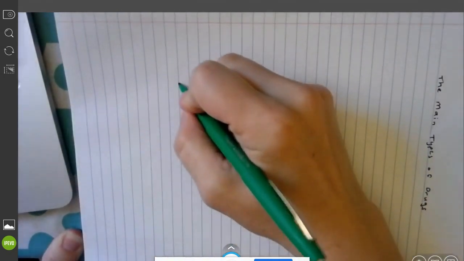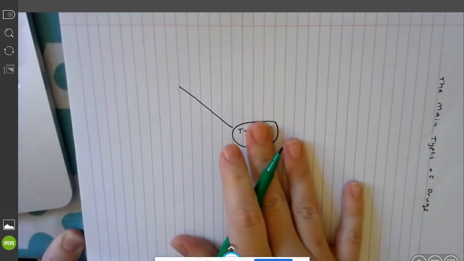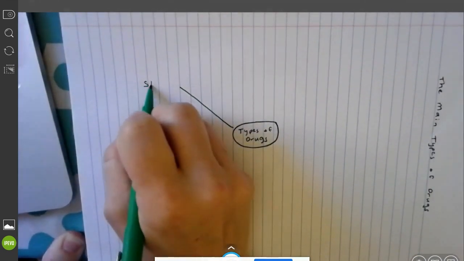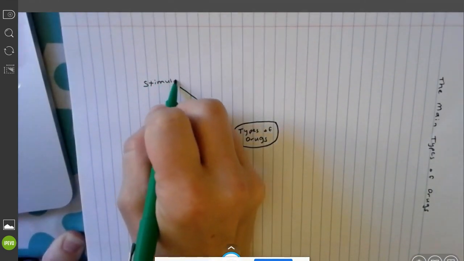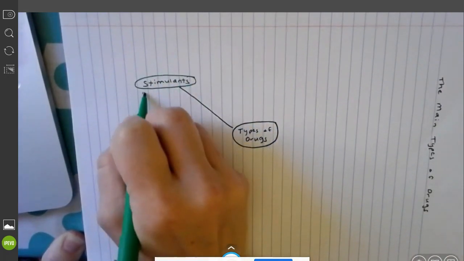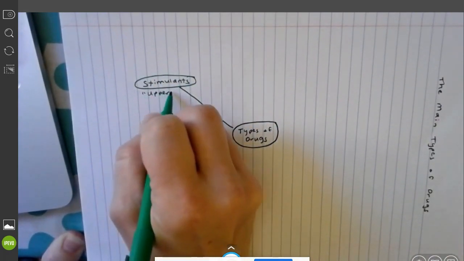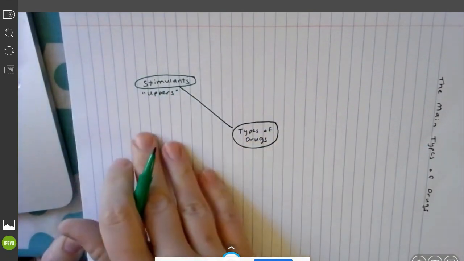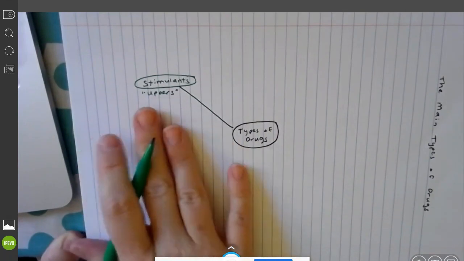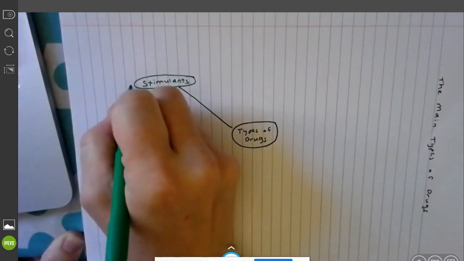So you have two main categories: stimulants and depressants. The first type we'll talk about is stimulants, and these are going to be called your uppers. They speed up everything in your body, your heart rate, your breathing rate, for some people their mood, etc. Some examples of stimulants will be meth.